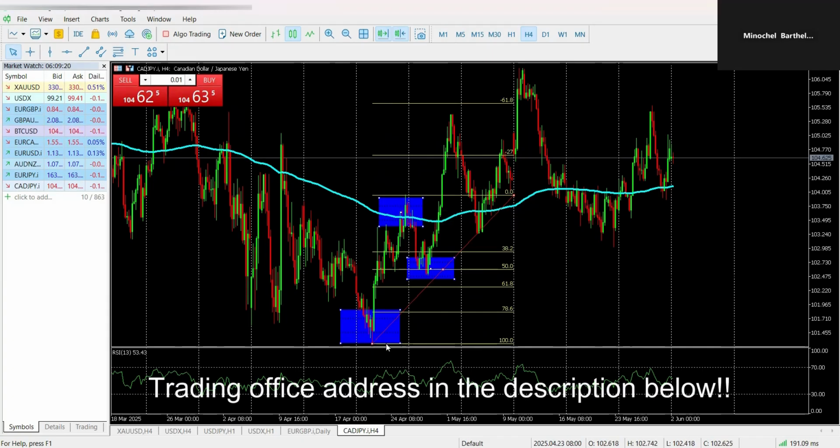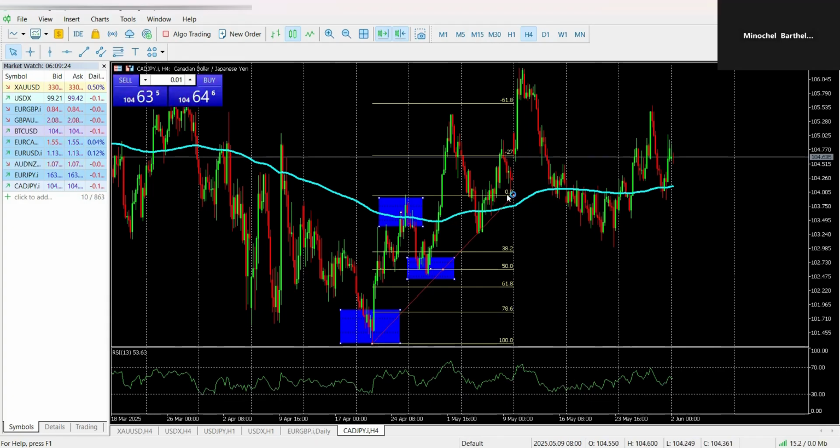You're going to have to drag it from the 100% and stop it at the 0%. If you're looking for a buy, you start the fib at the bottom from the 100%, drag it all the way up to the 0%, that's where you stop. And then you're going to wait for the market to retrace between the 50% and 61% level, and create some type of support level between the 50% and 61% level for you to place the buy.